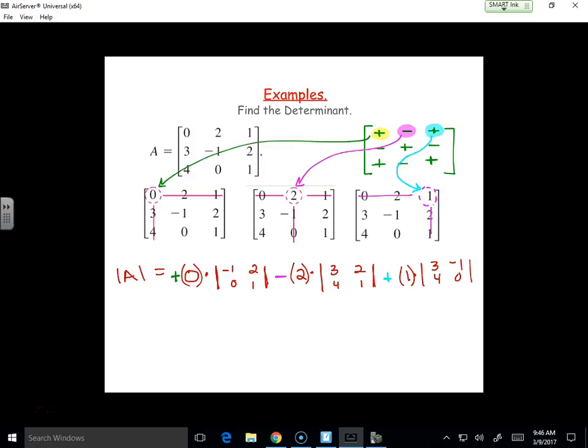And then, how do I solve? You ready? 0 times anybody is 0. Wait, pause. 2 times the determinant, 3 minus 8, plus 1 times 0 minus negative 4, ends up being the determinant.